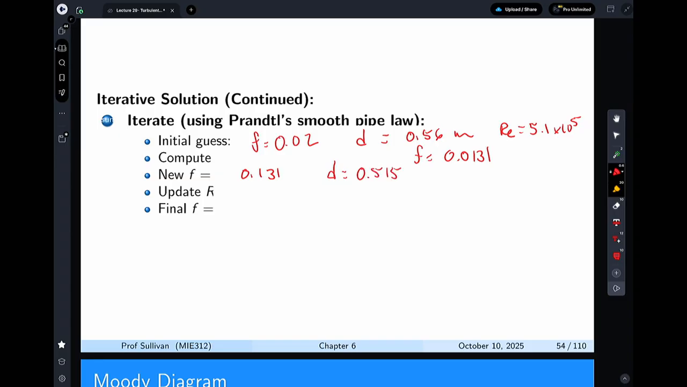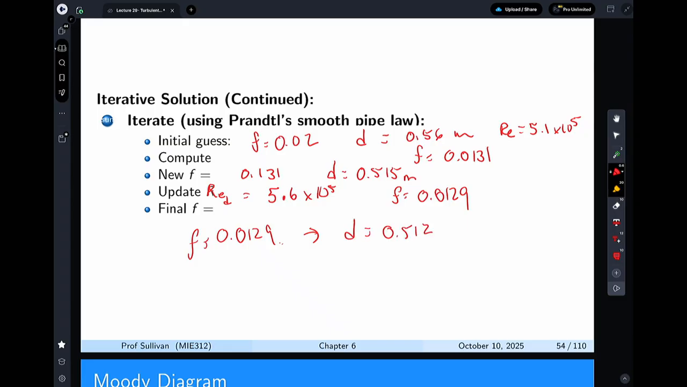0.515 meters. Your update on the Reynolds number is going to be 5.6 times 10 to the 5th, and your new friction factor is 0.0129. And after that, you get 0.0129 for F, and that correlates to a diameter of 0.512 meters. So you can converge relatively quickly, and I will show you the result of my careful use of the Moody diagram.